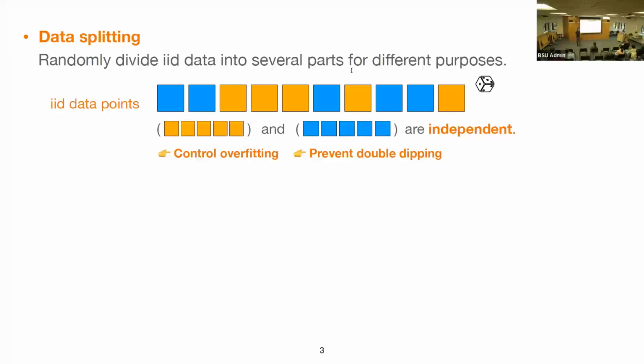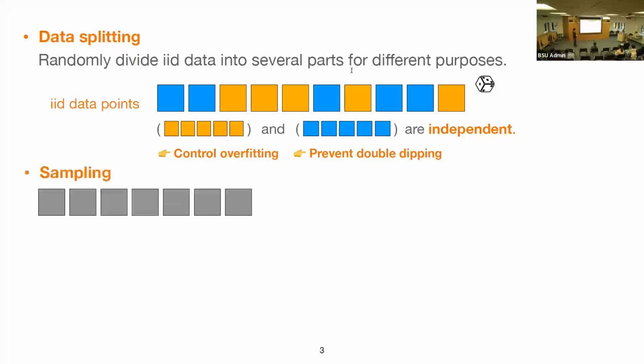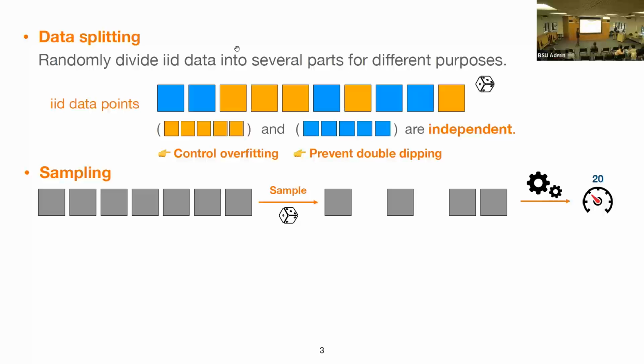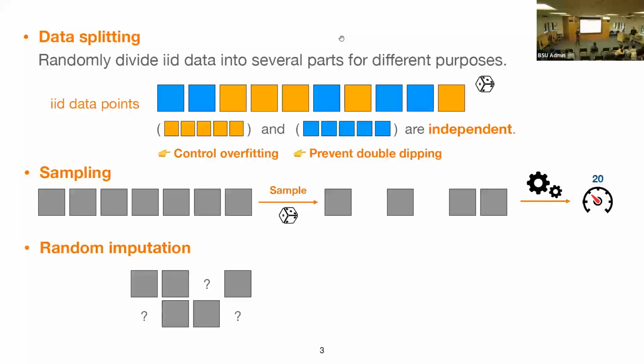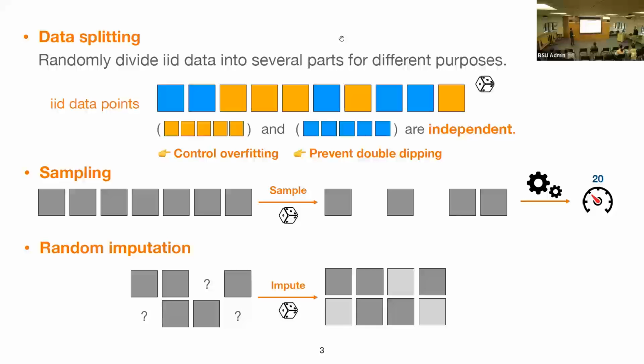There are other ways you can introduce extra randomness in your procedure, such as through sampling. So suppose these are your data points. I can sample according to some weight, usually for the purpose of approximating a different distribution other than the sampling distribution. And on that different distribution, I can compute some score. Another scenario is where you have missing data in your data set, and you can use some random imputation algorithm to fill in the missing points and then compute some score based on the complete cases.